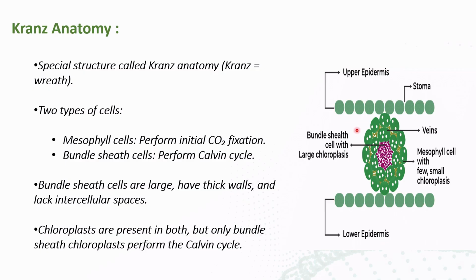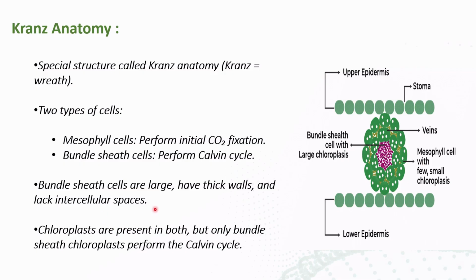Here you can see the structure: upper epidermis and lower epidermis. In between we normally have the mesophyll cells, but in C4 plants we also observe bundle sheath cells present inside, surrounded by the mesophyll cells. This is the main difference between C3 and C4 plants. Normally C3 plants do not contain these cells. Two types of cells are present, mesophyll cells and bundle sheath cells, and the process takes place in both these cells in C4 plants.